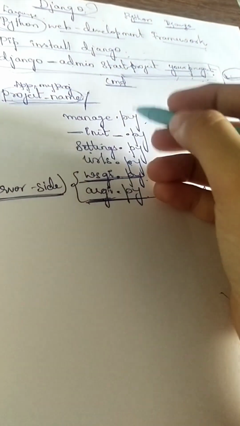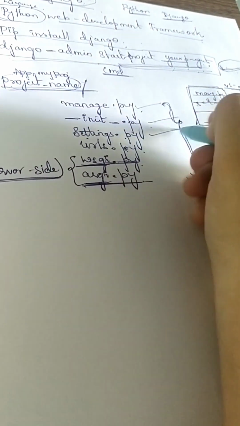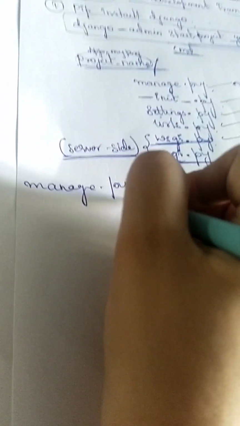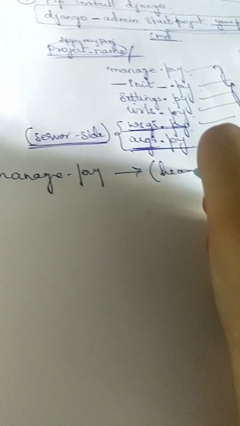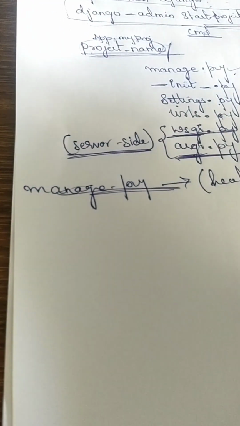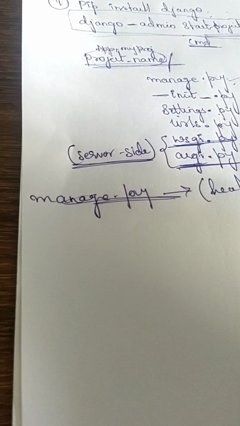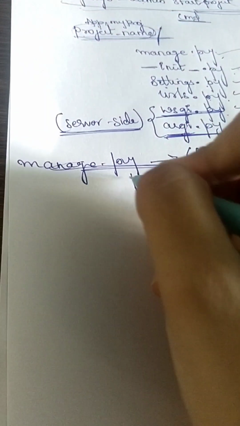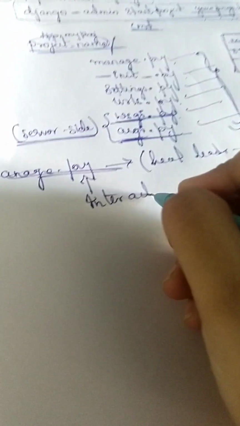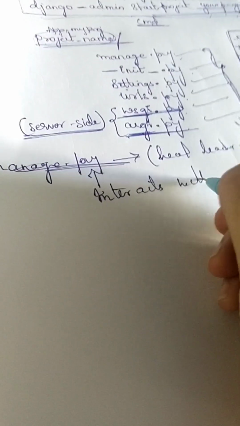I'll tell you what exactly manage.py, __init__.py, settings.py, urls.py, and wsgi and asgi are. Let us start with manage.py first. manage.py is like your head file, like somebody who is the leader, somebody who is your admin. What happens in manage.py is that it contains everything you use to interact with the project. It is like a head directory. That is all I can say.